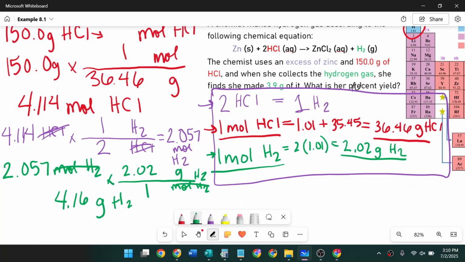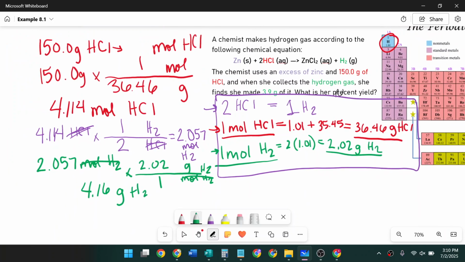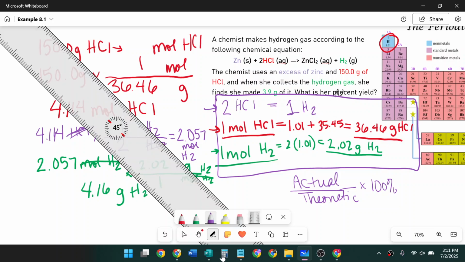But in actuality, in real life, we don't always get exactly what something is supposed to yield. And so to find our percent yield, what we're going to do is take our actual and divide it by the theoretical. And then to turn that into a percent, we'll just multiply by 100%. And so our actual, what she actually got, was told in the problem up here.